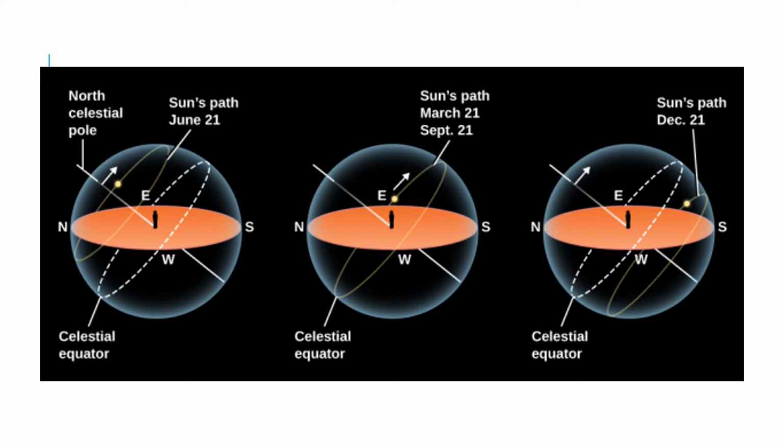An equivalent way to look at our path around the sun each year is to pretend that the sun moves around Earth on a circle called the ecliptic. Because Earth's axis is tilted, the ecliptic is tilted by about 23.5 degrees relative to the celestial equator. As a result, where we see the sun in the sky changes as the year wears on.